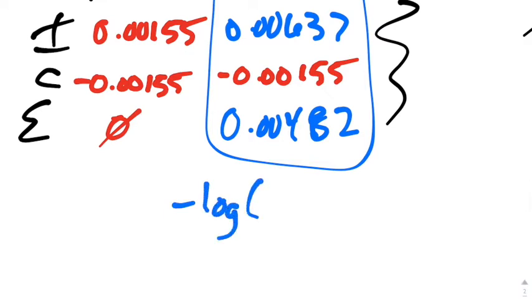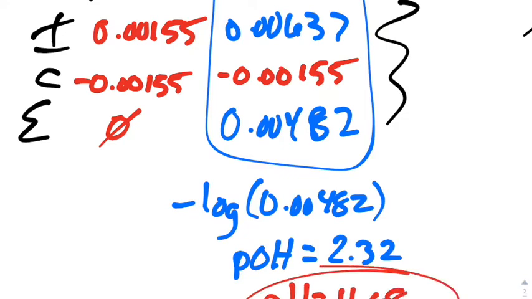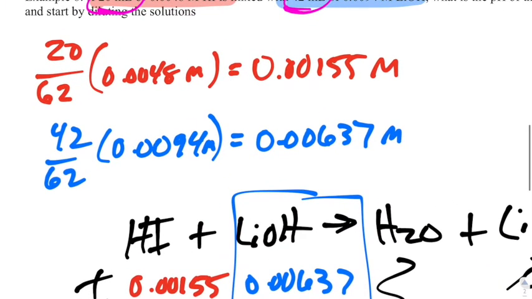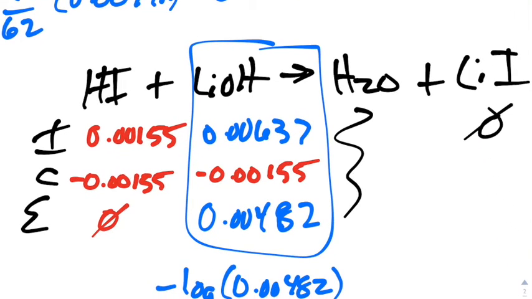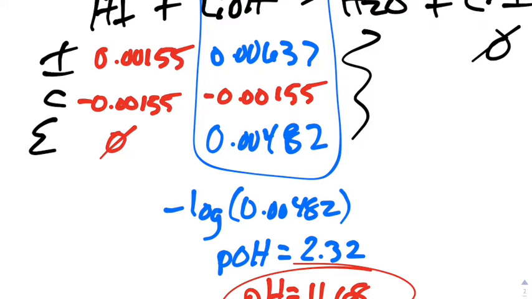So if I take the negative log of 0.00482, I'm going to end up with a pOH value of about 2.32. And if I'm interested, however, in the pH, I just subtract that from 14, and I get a pH value of 11.68. That's there. So again, all you are doing is you are taking the solutions, you are cross-diluting them like we did to begin with, you are then reacting them as far over as you can possibly react them, and then taking the leftover of the solutions and going from there.